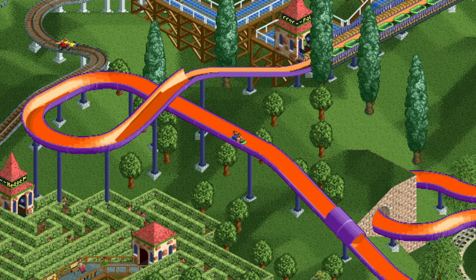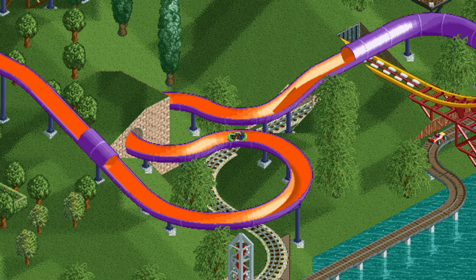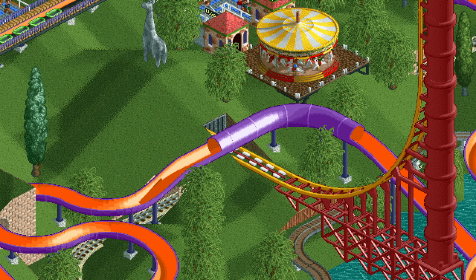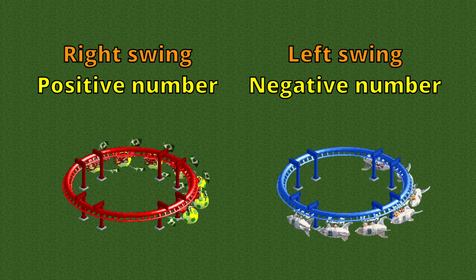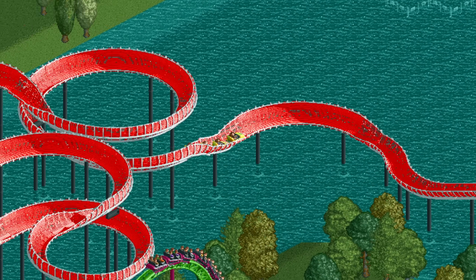To make the calculation more efficient, there isn't some fancy variable that stores whether the car should swing left or right, but it's rather just stored in the number itself. If the swing is positive, it swings to the right, and if it's negative, it swings to the left. You might already see where this is going now.